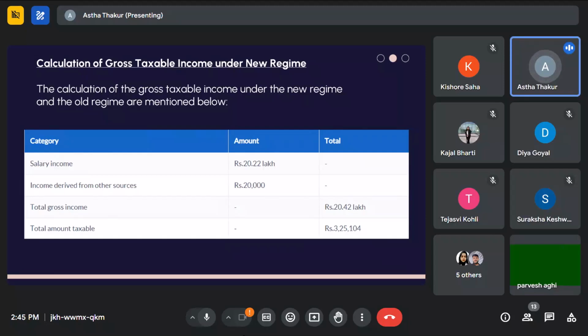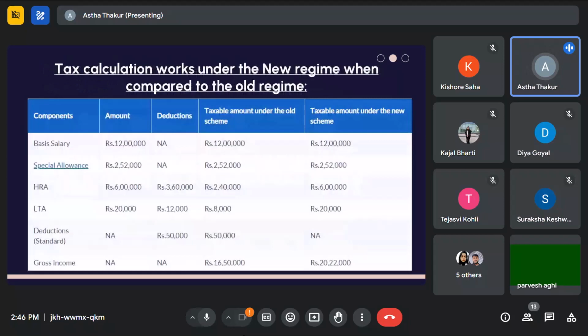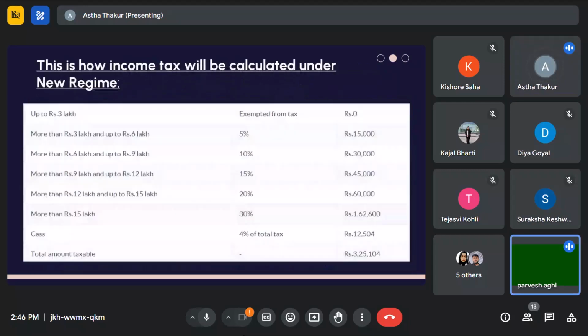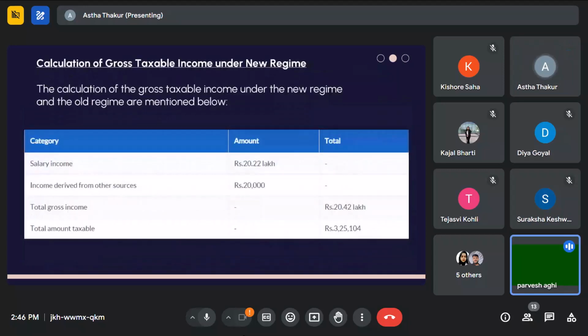Did we calculate the tax under the old regime also? No, we calculated the total gross income, but not the tax. Okay. It was just to understand where you're paying more and where you're paying less. That was the only reason. Okay, fine, no issues.